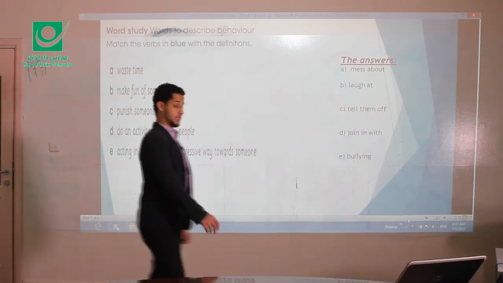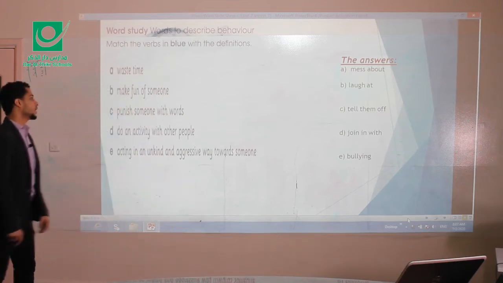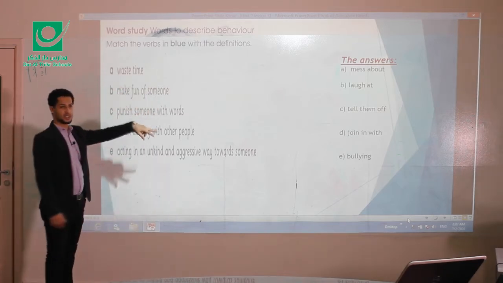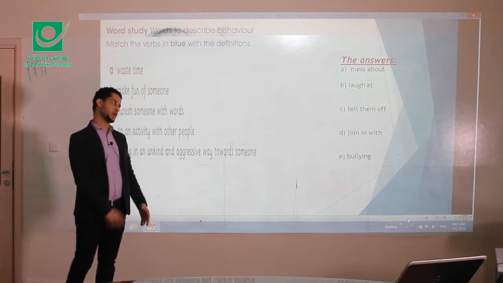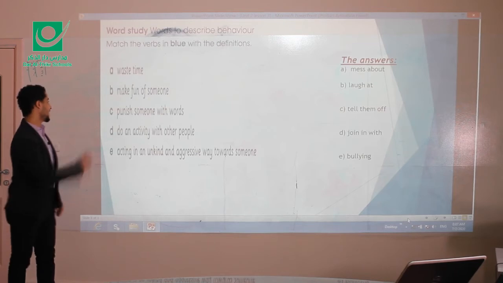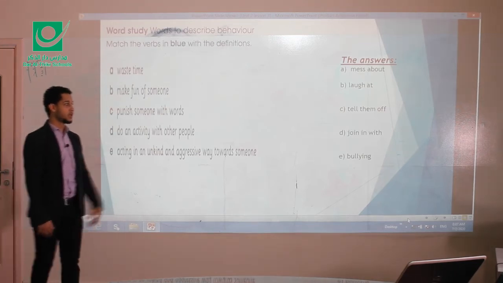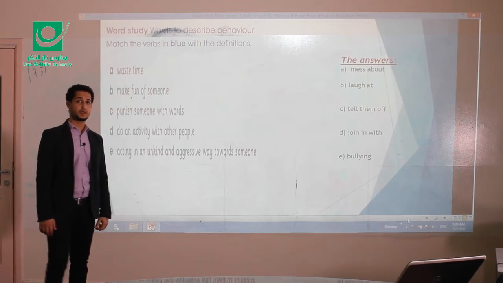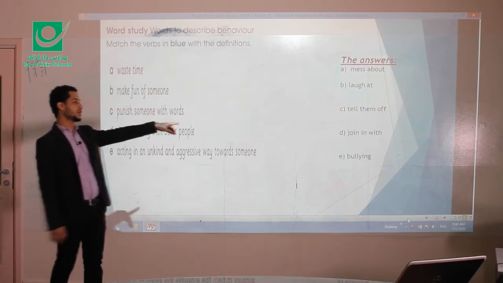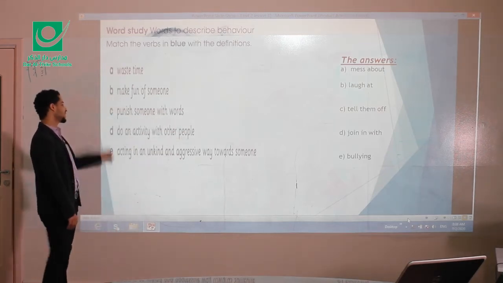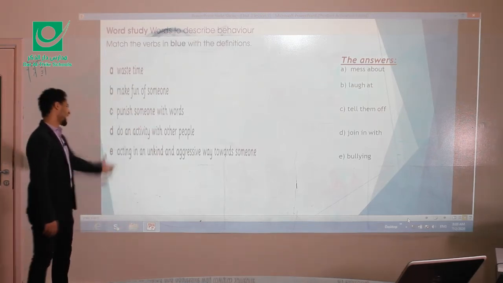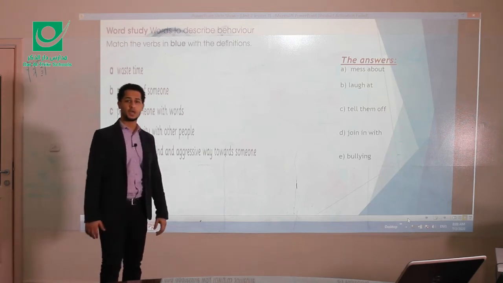Okay, welcome back. I think you did your job successfully. Let's see the answers. Letter A, mess about. Yes, waste time means mess about. Letter B, laugh at. Laugh at means to make fun of someone. Letter C, tell them off. Tell them off means to punish someone with words. Letter D, join in with. Join in with means do an activity with other people. And letter E, bullying. Bullying means acting in an unkind and aggressive way towards someone.